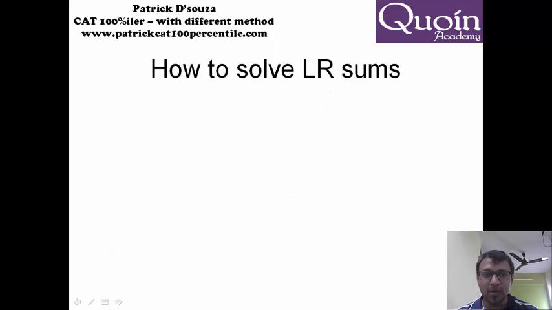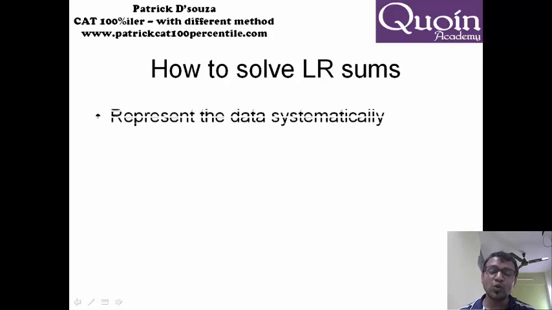So when you are solving a logic sum, how do you approach it in particular? The first step is to try to represent the data given to you systematically. The idea is that you need not go back to the sum and read it again and again. That is a lot of time wastage. It is important that you represent the data properly once so that you don't have to go back to the sum.